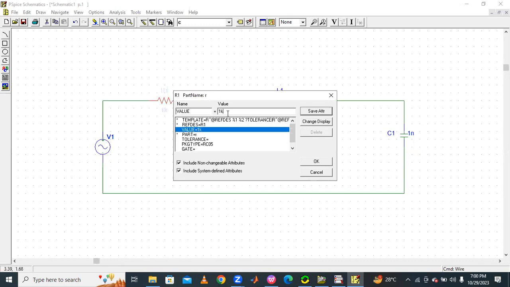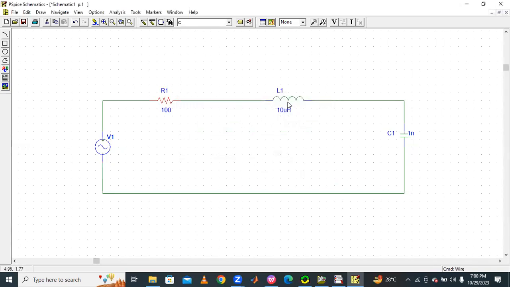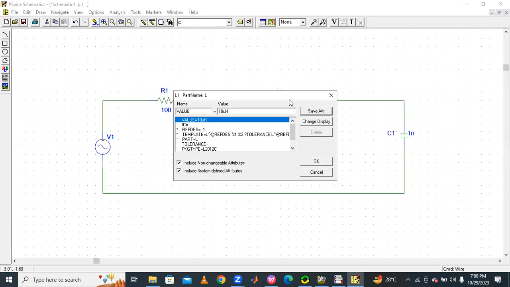Then coming to the resistor, take resistance R is equal to, for example, take 100. Resistance is 100 ohms. Okay. And inductance is called 10 millihenry. Change like this, 10 millihenry. Inductance is equal to 10 millihenry or 1 millihenry. Okay.